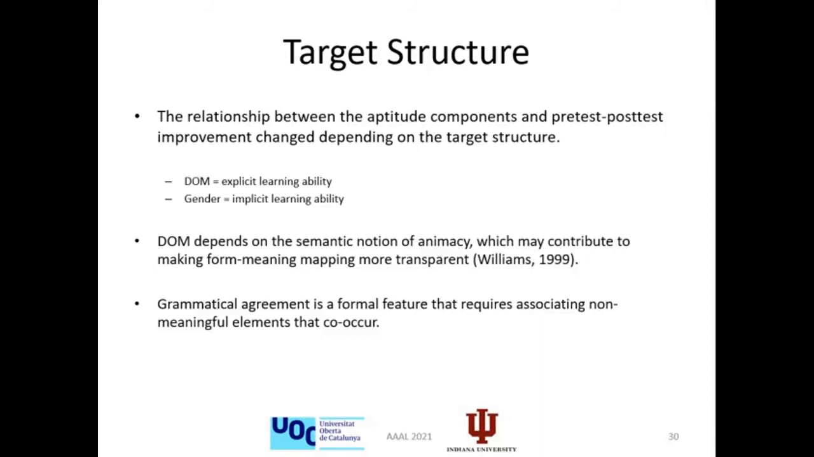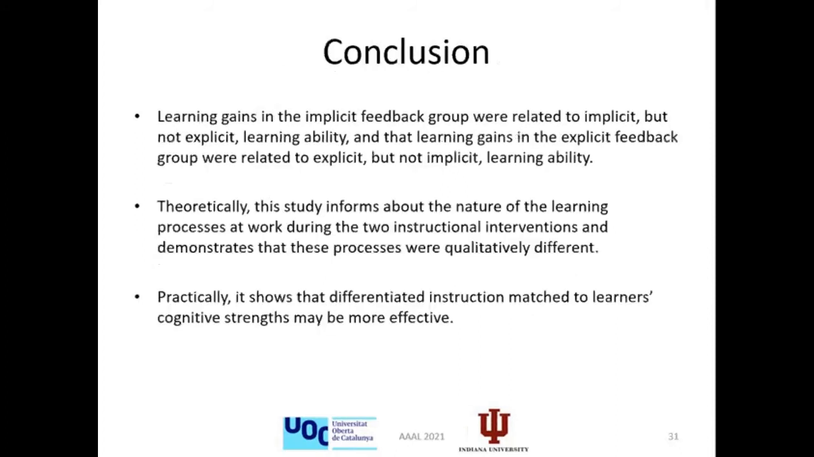On the other hand, grammatical agreement is a formal feature that requires associating non-meaningful elements that co-occur. It could be that learners with higher implicit learning ability were better at picking up these elements in the implicit feedback in an unconscious, non-reflective way. So our studies showed that learning gains in the implicit feedback group were related to implicit but not explicit learning ability, and that learning gains in the explicit feedback group were related to explicit but not implicit learning ability.